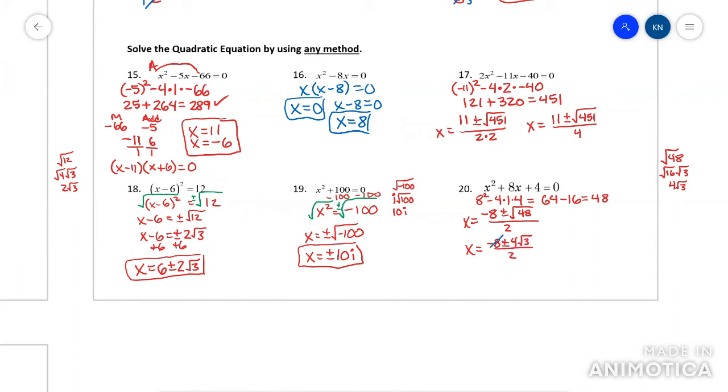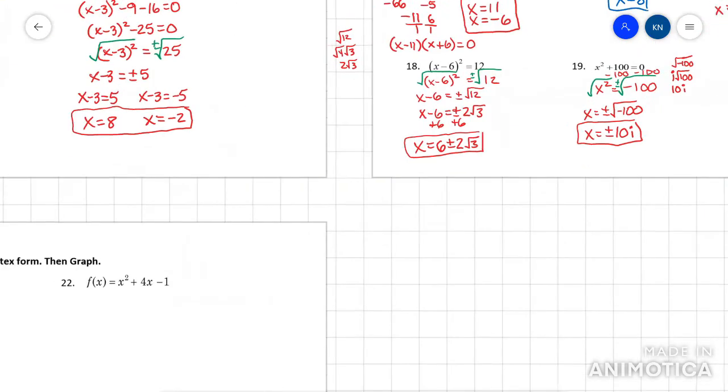If you look at all these numbers, they're all divisible by 2, so you have to break this down. You have to reduce it. So divide them all by 2 and get your answer, which would be x equals negative 4 plus minus 2 root 3. And then it's over 1, so you don't have to put the over 1. This would be your answer.